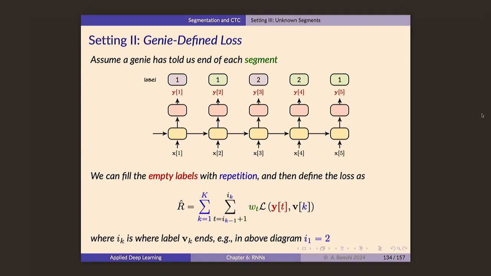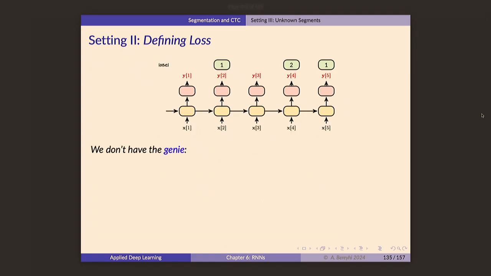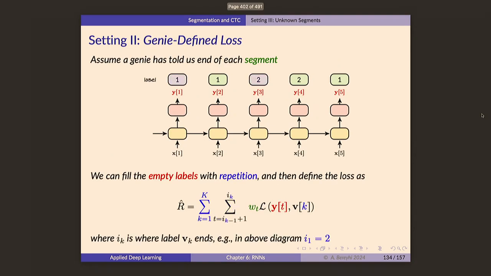Yeah? So now the main challenge is that we don't have the genie, right? So we really don't know what that is. But if we don't have it, I mean, what do I need here? What does the genie tell me in this whole loss function here?